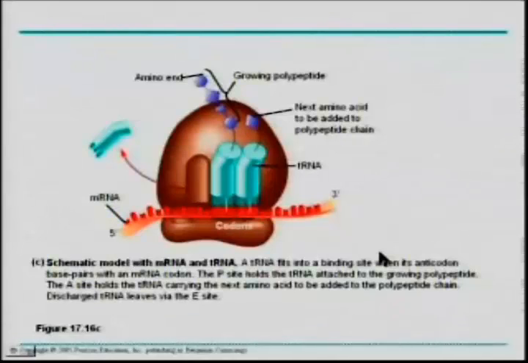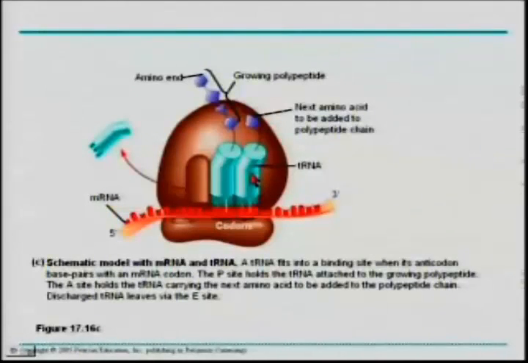So this is a schematic model with the mRNA and tRNA. A tRNA fits into a binding site where its anticodon base pairs with an mRNA codon. The P site holds the tRNA attached to the growing polypeptide. The A site holds the tRNA carrying the next amino acid to be added to the polypeptide. Discharged tRNA leaves at the E site.